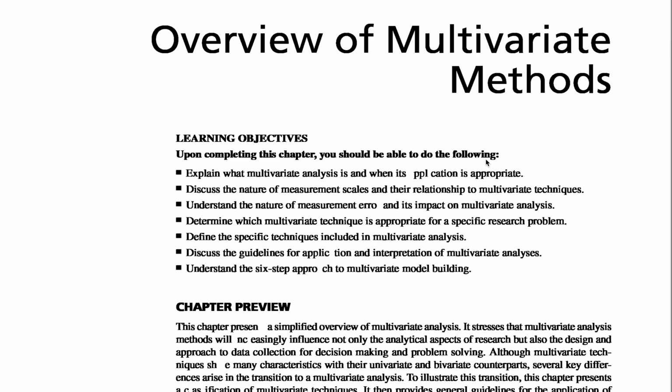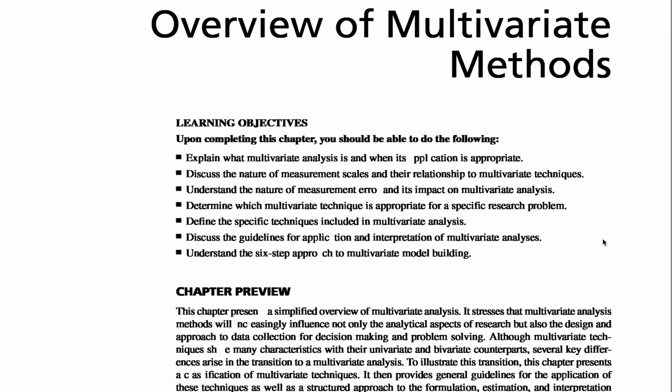Number 1, explain what multivariate analysis is and when its application is appropriate. Discuss the nature of measurement scales and their relationship to multivariate techniques. Understand the nature of measurement error and its impact on multivariate analysis. Determine which multivariate technique is appropriate for a specified research problem.